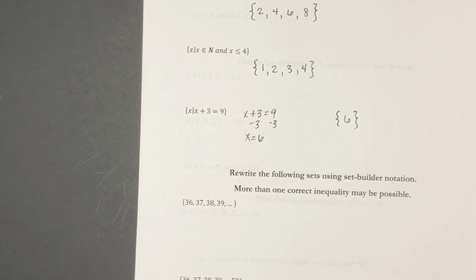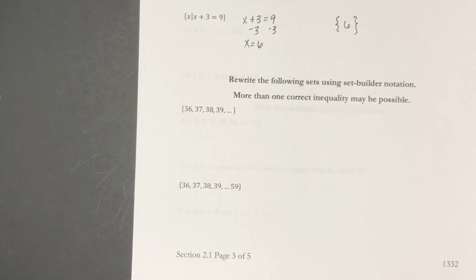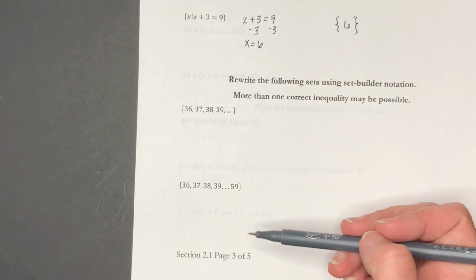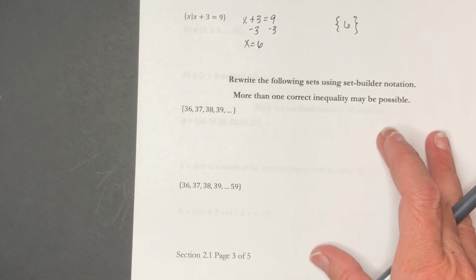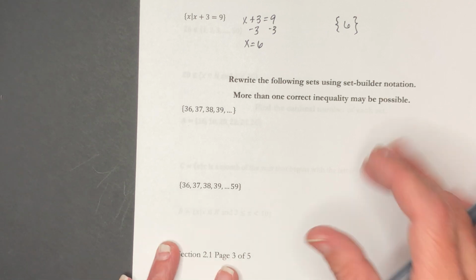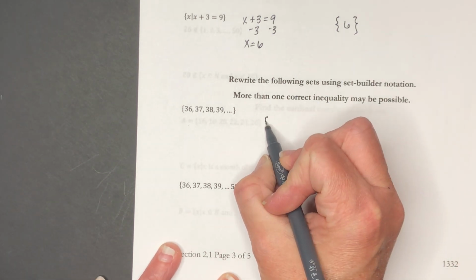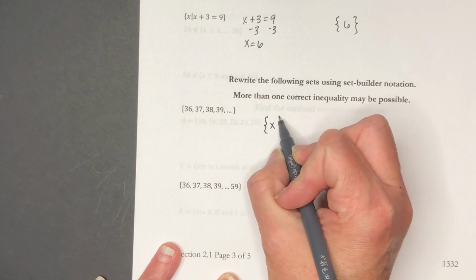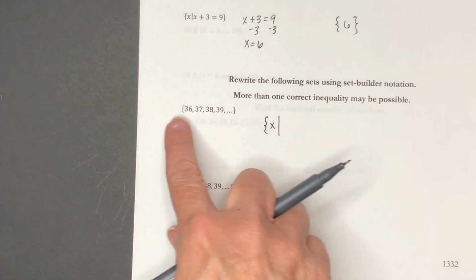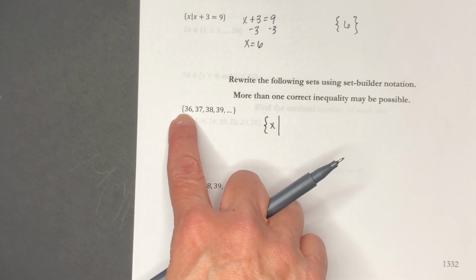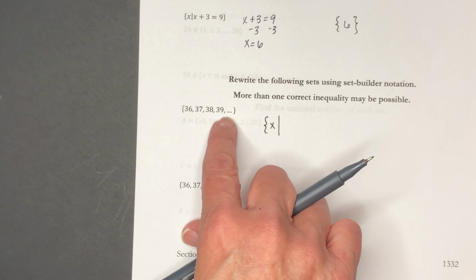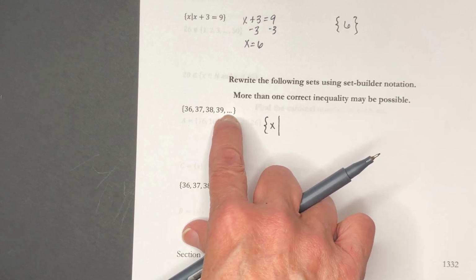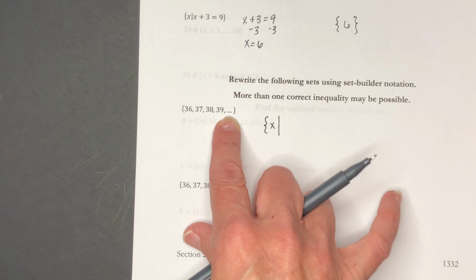Okay, so let's try this. We want to rewrite these sets that are listed in roster method, and we want to write them in set builder notation, and there are multiple ways you can do this. So let's try here. I know that these always start off the set of all x such that. Now I just need to describe what these are. I'm starting at 36 and I start counting up by 1. These are all natural numbers, and the ellipsis here says it continues on forever in the same pattern.